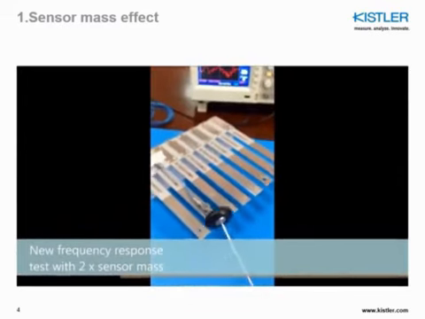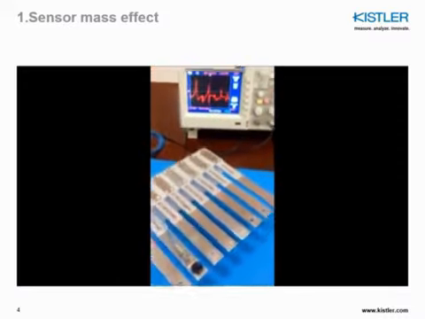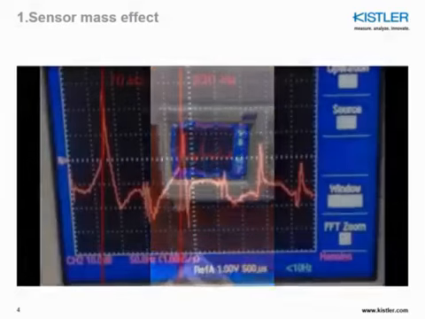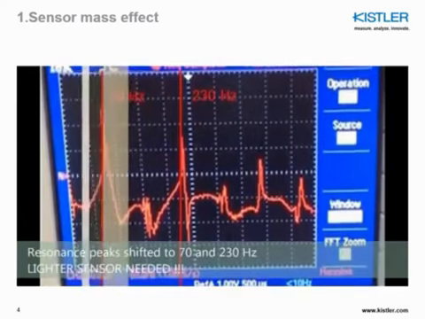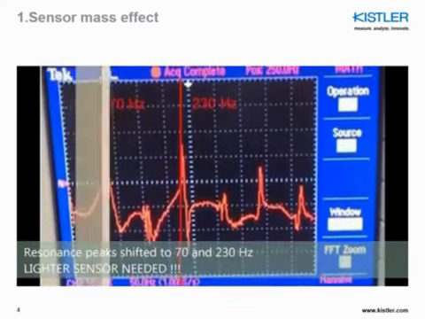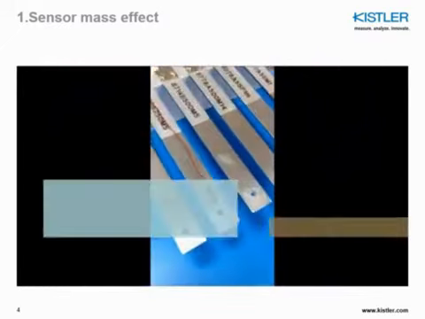We then mount an additional mass to the system, which is comparable to the mass of the sensor, and look again at the resonance peaks. We see that the two first peaks did shift down to 70 Hz and 230 Hz. A lighter sensor is needed.